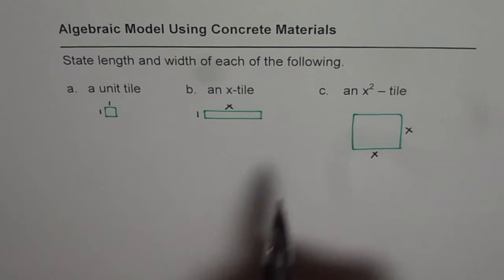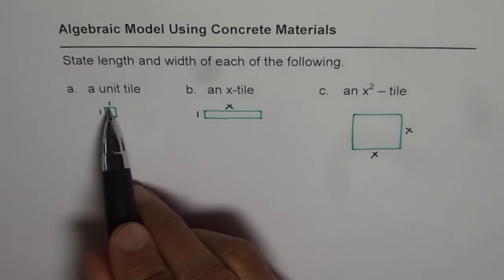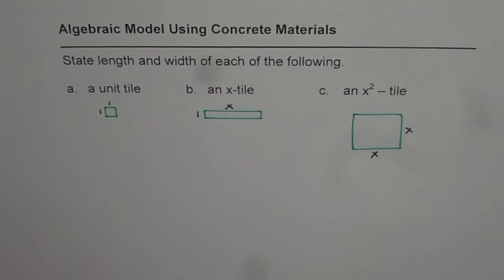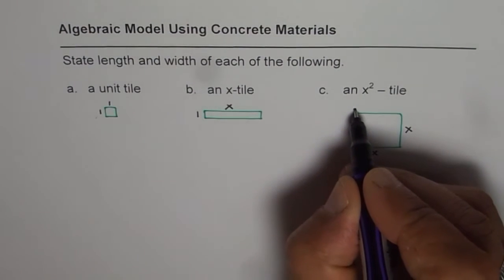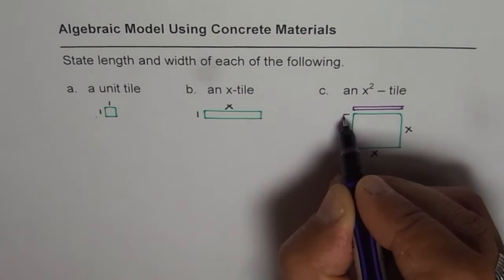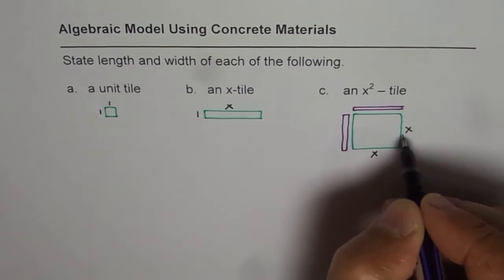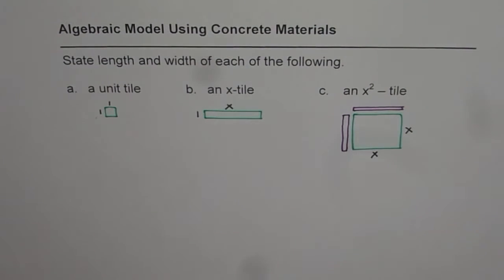All these tiles actually represent area. 1 times X is X, 1 times 1 is 1, X times X is X square. So that is the concept, right? So this X square tile you can think of making with one X tile as the length and the other as width, right? So that forms X square when you multiply. So that is how we get X square tile.